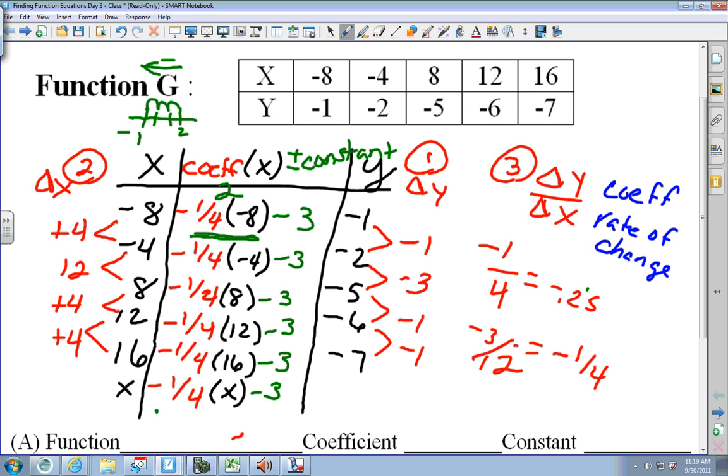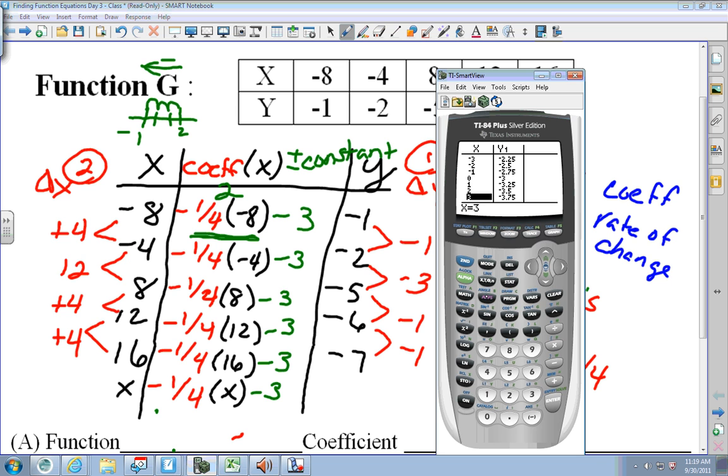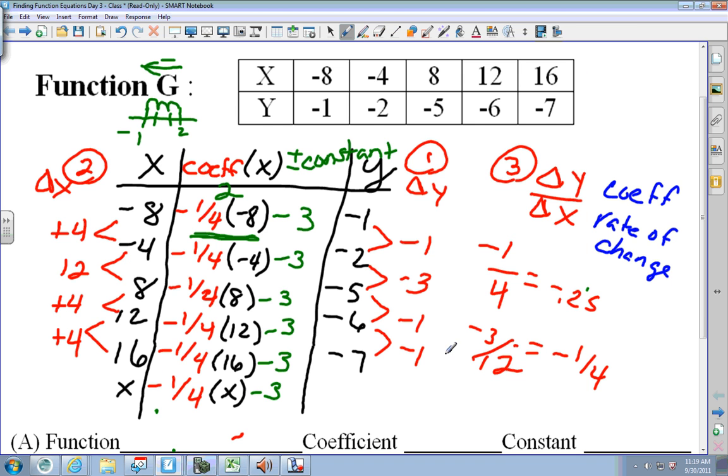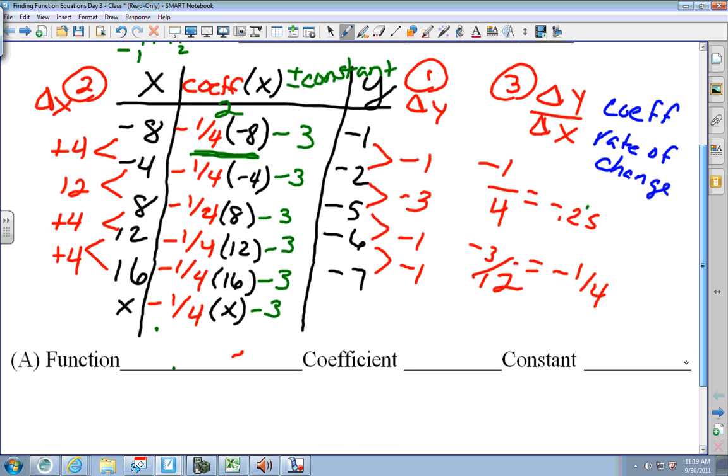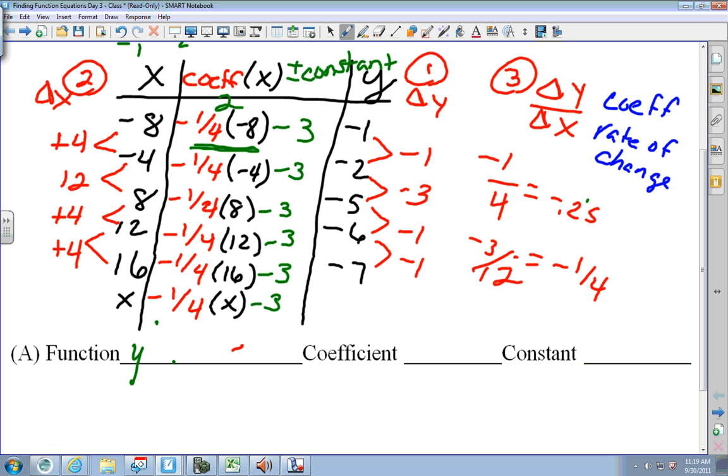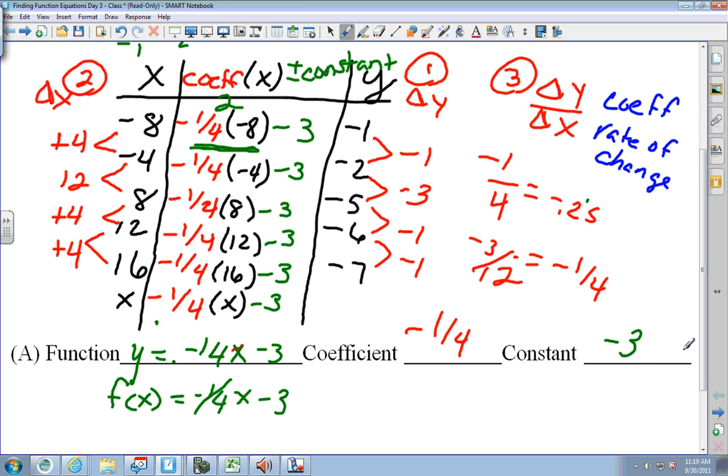Okay, and I'm back. All right, so the function, we can write y equals negative 1/4 x minus 3, or f of x equals negative 1/4 x minus 3. The coefficient, negative 1/4. The constant, negative 3.